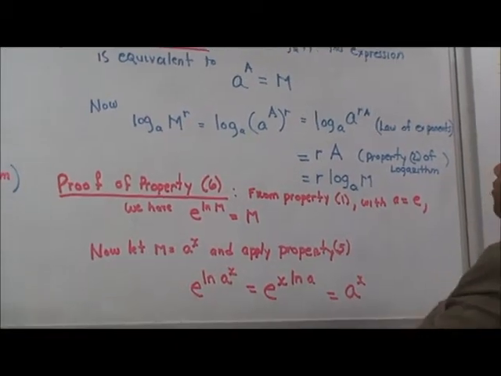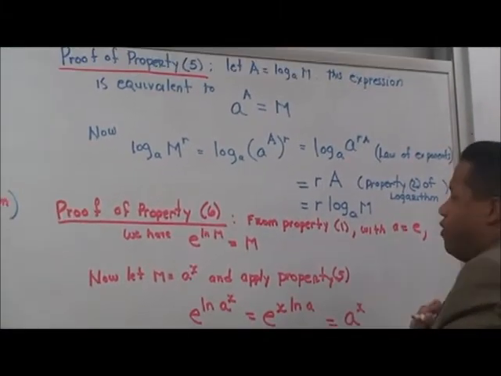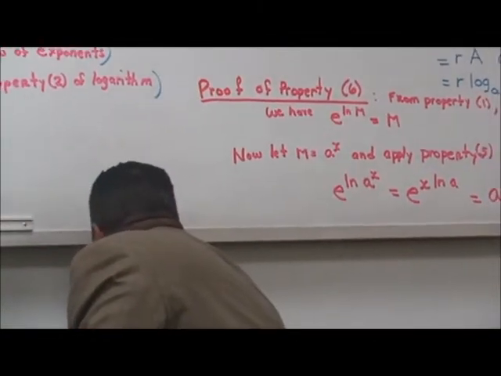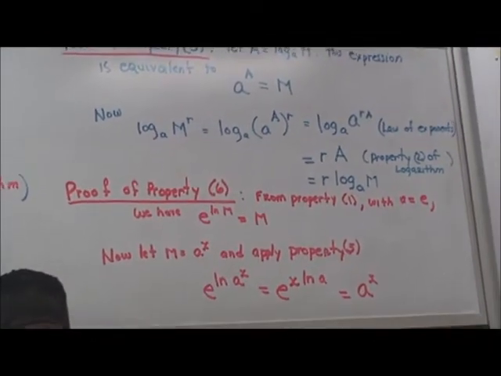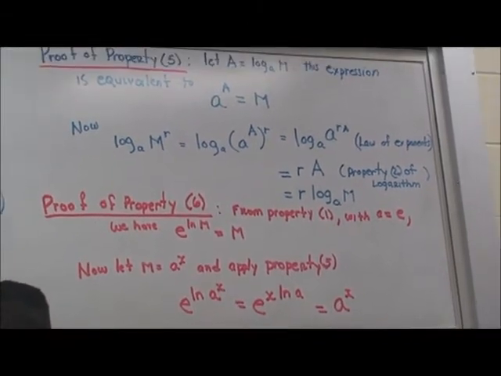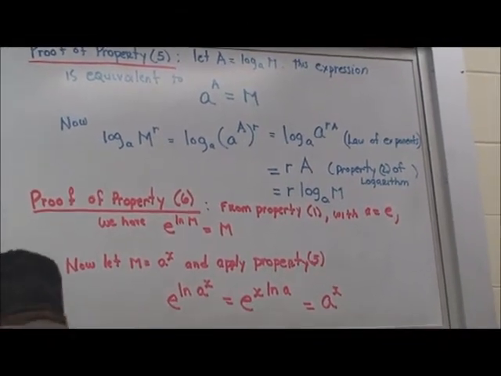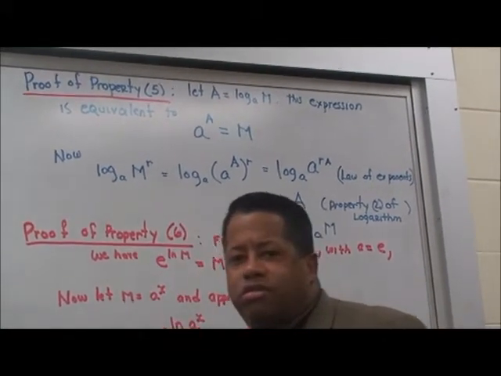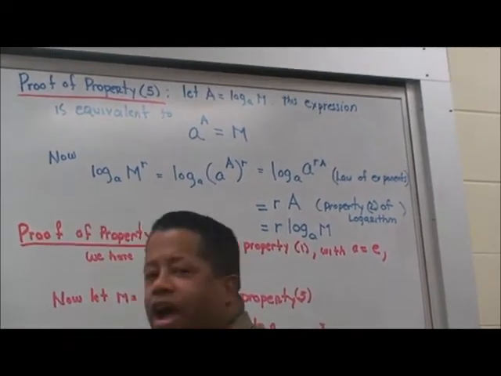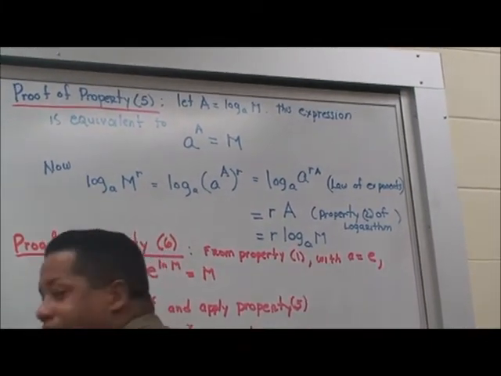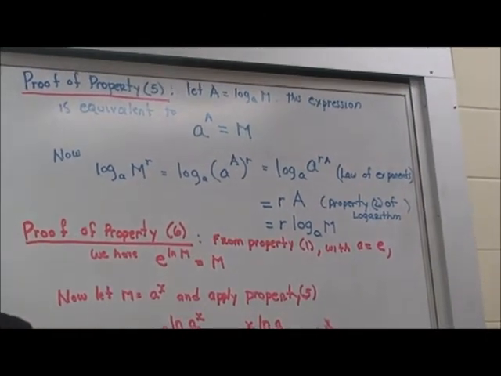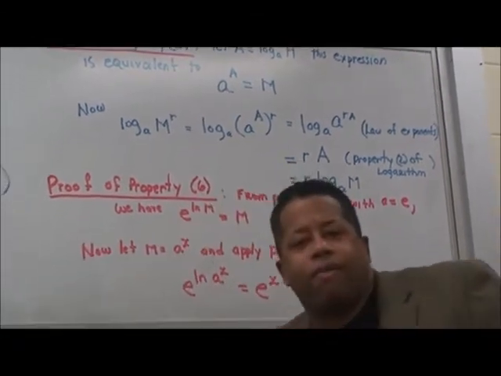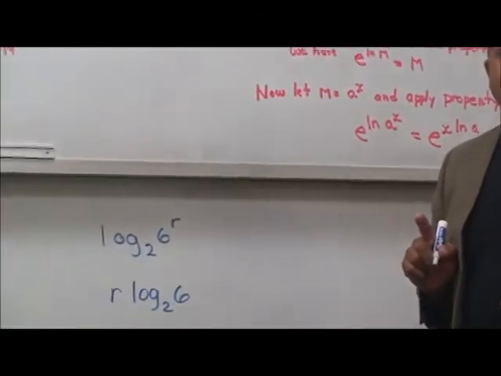Whenever you have this sort of thing happening, for example, let's say log base 2 of 6 to the r power. You have this going on, so this variable, the exponent, has to come down. This variable will come down and become r times log base 2 of 6. So that's what that property is representing there.